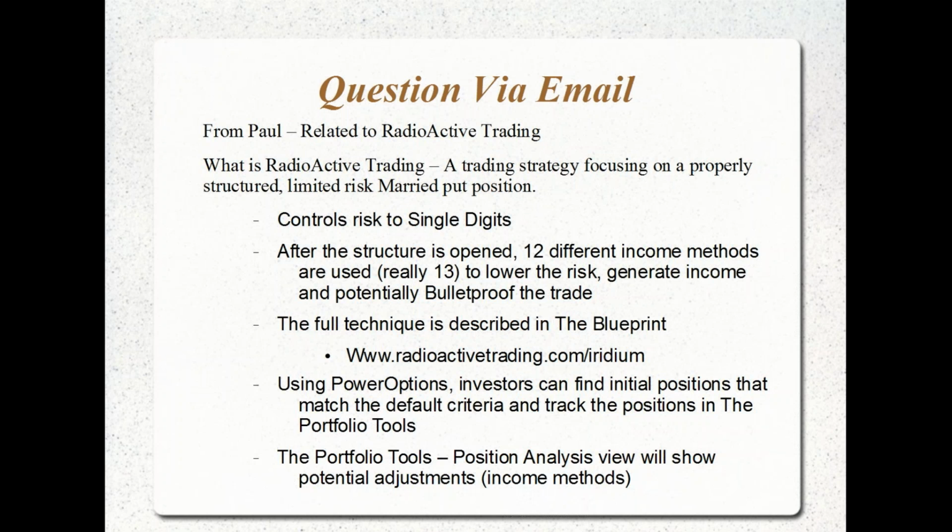Now, after that structure is opened, there are 12 different adjustments, what we call income methods, that are used to lower the risk, generate income, and potentially bulletproof the trade. I say there's really 13 because sometimes I'll do nothing if I don't see an opportunity that matches the guidelines and the rules in the blueprint.